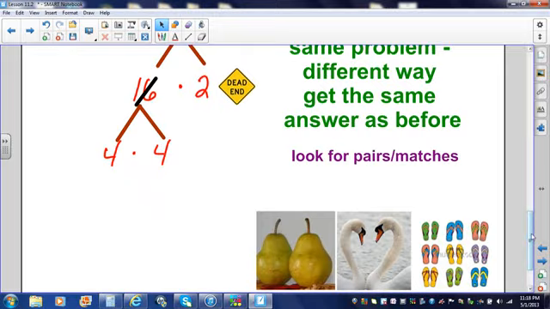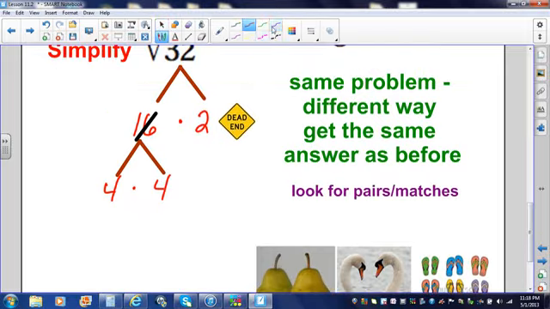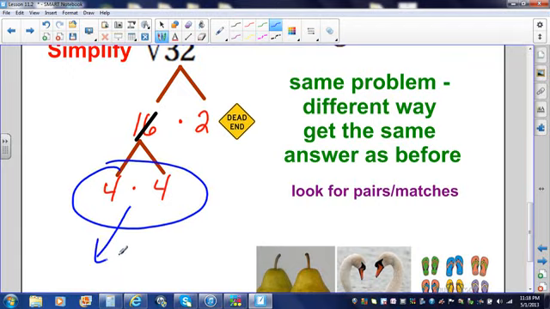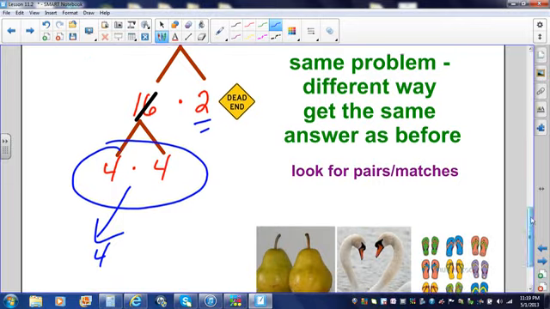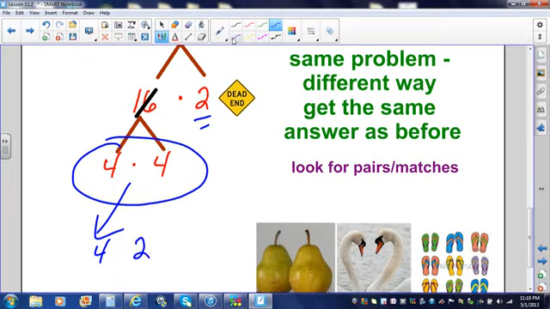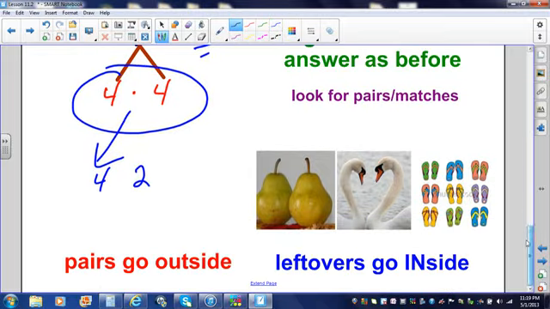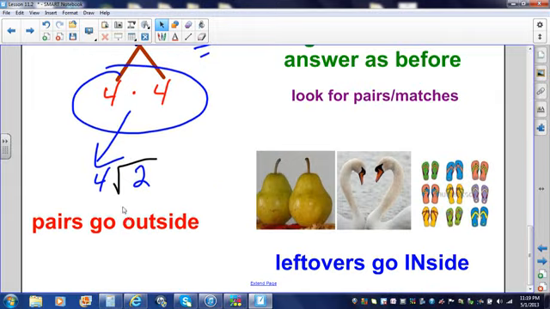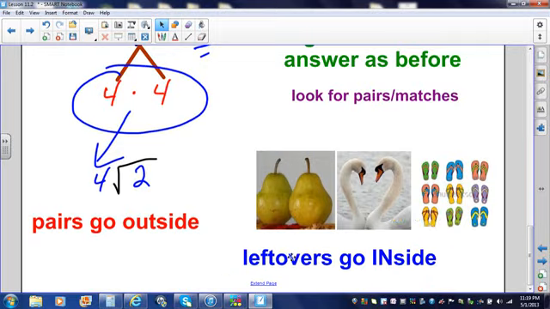I see a match. I see that I have a match or a pair of 4s. I have 1 pair of 4s, so I'm going to write a 4. What's left over? I have a 2 left over. Remember, we're working with radical sign. What's left over goes inside. Your pair or your matches go outside. 4 square root of 2.